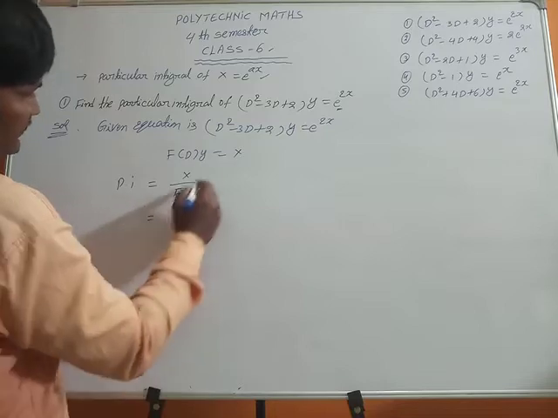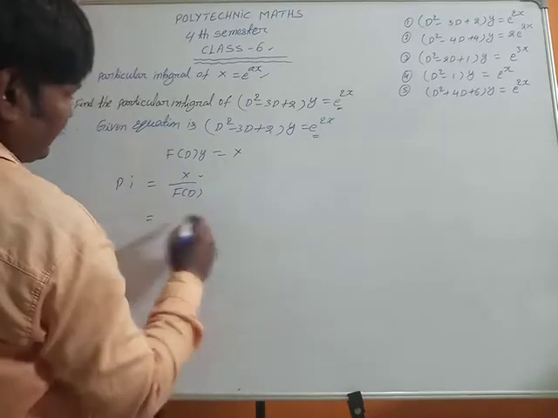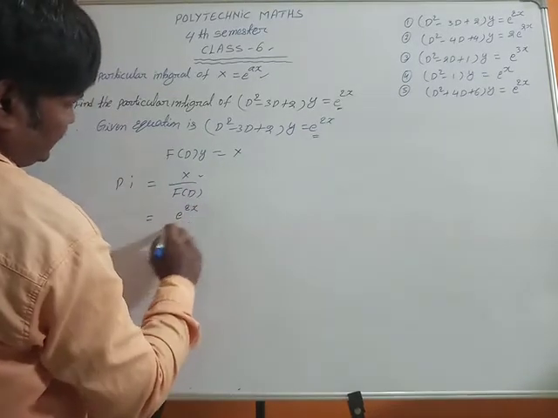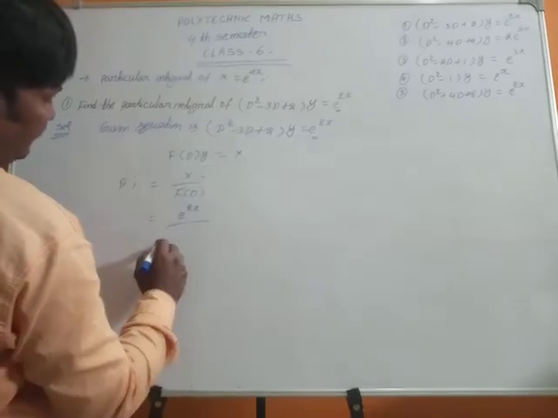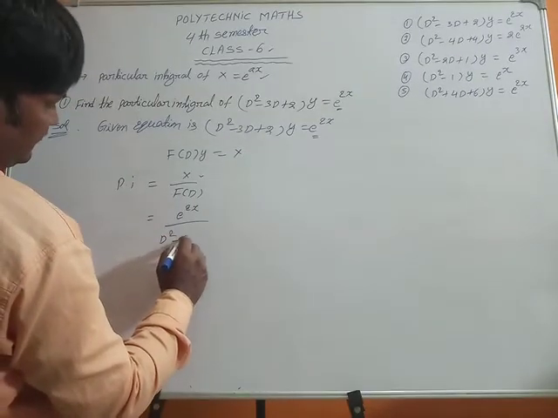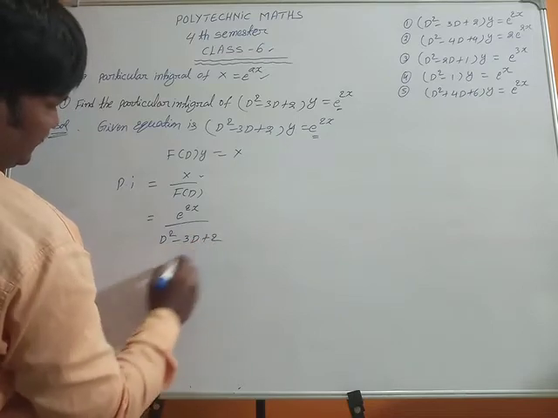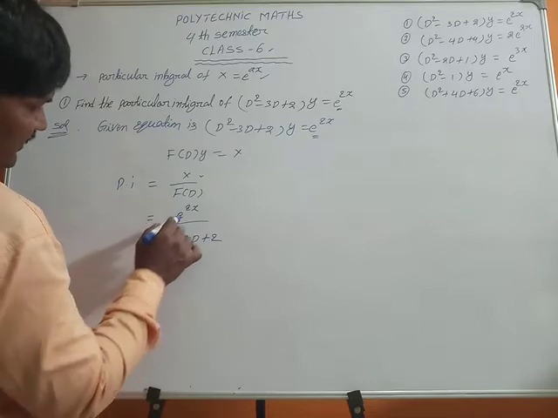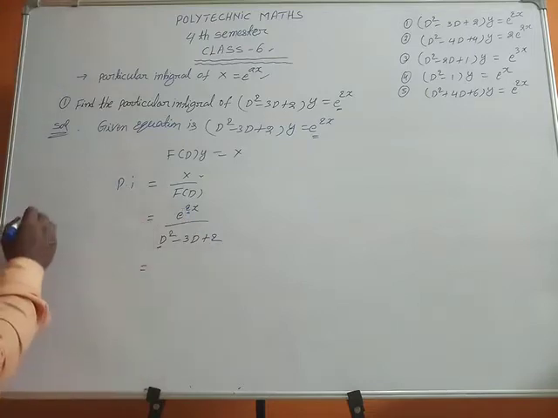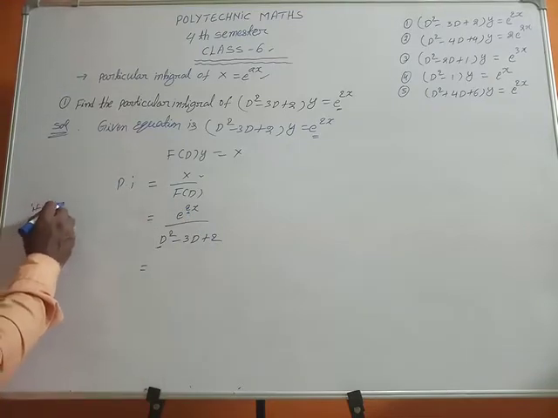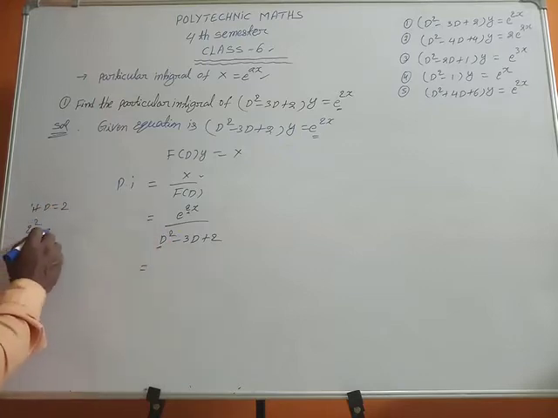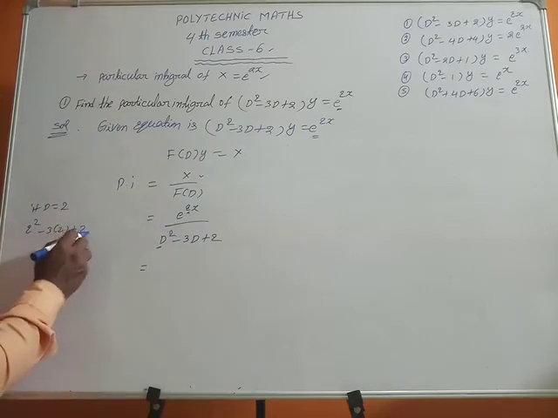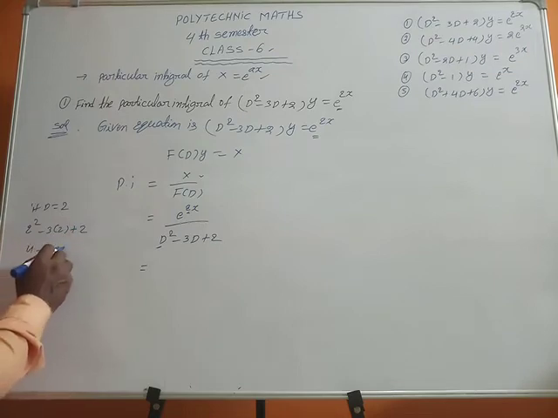So this is equal to, what is the value of X here? This is the f of x function, e to the power of 2x by, what is the f of D value? D square minus 3D plus 2. So we can substitute the D value as 2. If D equal to 2, that value is 2 square minus 3 into 2 plus 2, that means 4 minus 6 plus 2.